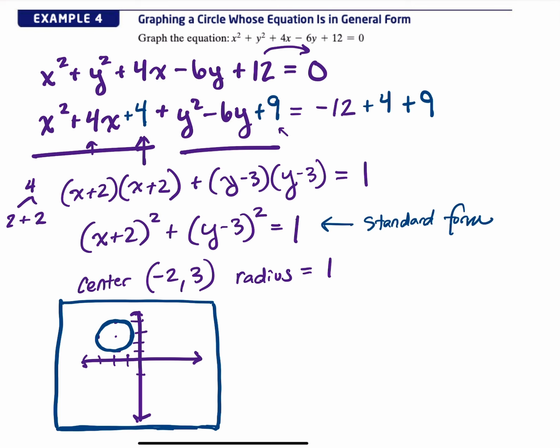So again, the general process, if you have an equation in general form and you want to convert it to standard form, because then it's really easy to tell what it should look like, where it should exist in the xy plane, the general process is to complete the square on both variables, on both x and y.